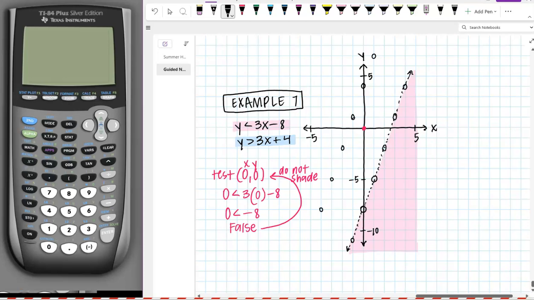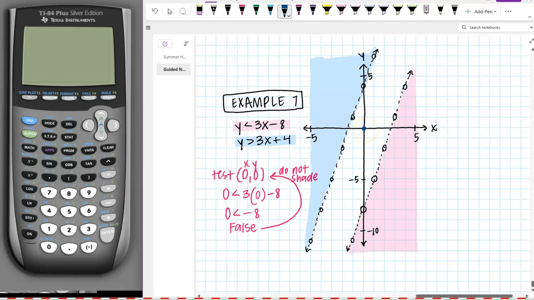But since these lines are parallel, no matter how many points I graph, they're never going to intersect. I'll draw it with a dotted line, since it's not equal to. The points on that line will not be a solution to the inequality. And I know I need to shade above the line because it says y is greater than 3x plus 4, so I'll locate the 4 on the y-intercept, shade above that on the y-axis, meaning I'm going to have to shade everything on this side of the line.